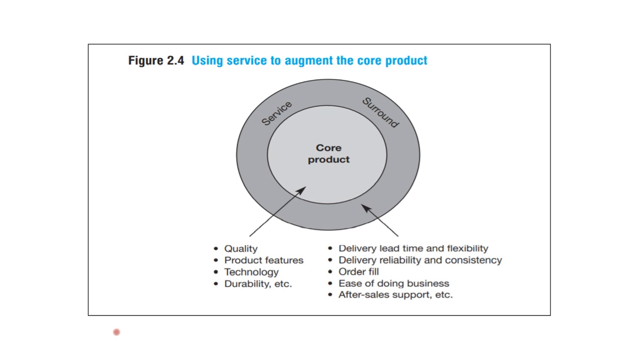But sa outside core naman or sa labas, dito na nakapaloob yung delivery lead time and flexibility, delivery reliability and consistency, order fill, ease of doing business, and after sales support. Ibig sabihin, ito usually yung mga added value na tinatawag natin. So, kung madali lang yung pag-order na yan sa isang business na yan, madali lang umorder halimbawa sa site na yan, so mas magkakaroon ng customer satisfaction.